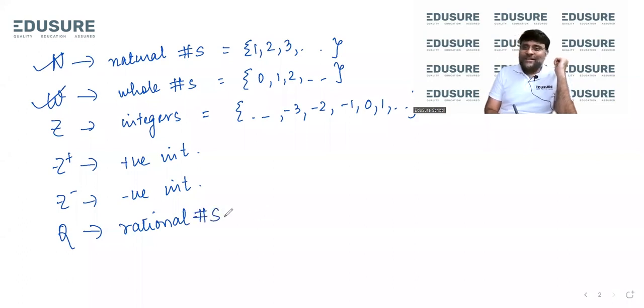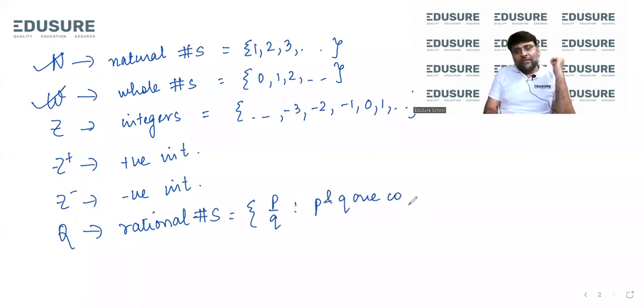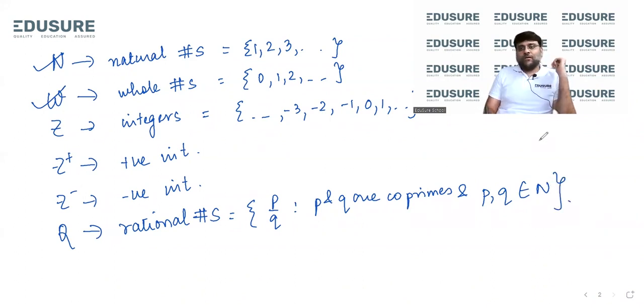That proves that this is the notation, because most of you know this. A rational number is a number of the form p by q, where p and q are co-primes and p, q belong to natural numbers. Actually, it can belong to integers. This is the set of all rational numbers.